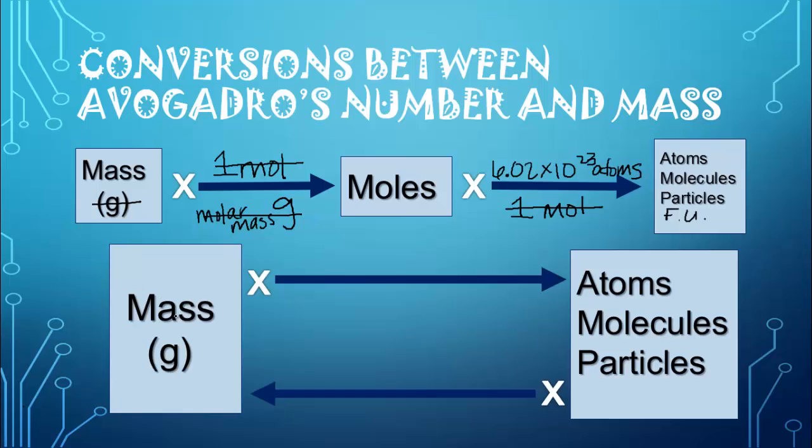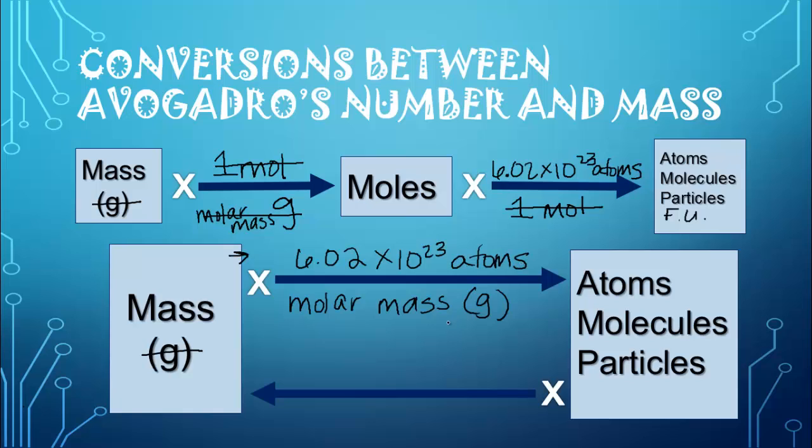So same thing, ratios are still the same. If we want to get rid of grams, we put it on bottom. So again, on top, follow your arrow. So we put molar mass, which is in grams, on bottom. And then we put 6.02 times 10 to the 23rd atoms on top.